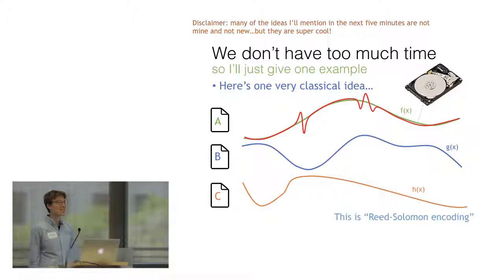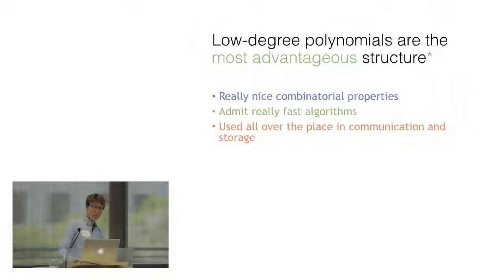This has been around since the 60s. This is actually what things like hard drives and CDs use. It's all over the place. And I would argue that low-degree polynomials are like the most advantageous structure. They have really nice combinatorial properties. They admit really fast algorithms. And they are used all over the place in communication and storage. Other people might disagree on what is the most advantageous structure, but this is my personal opinion. Low-degree polynomials are it.